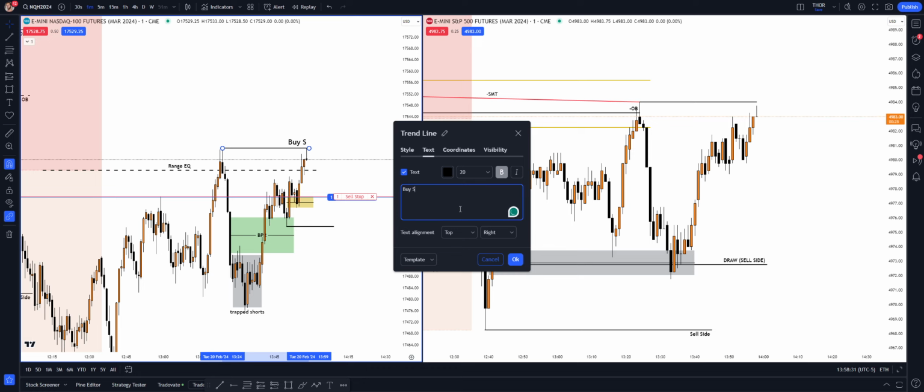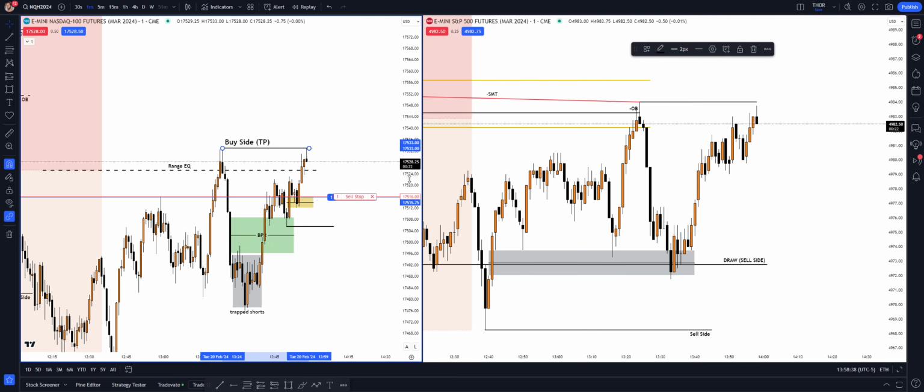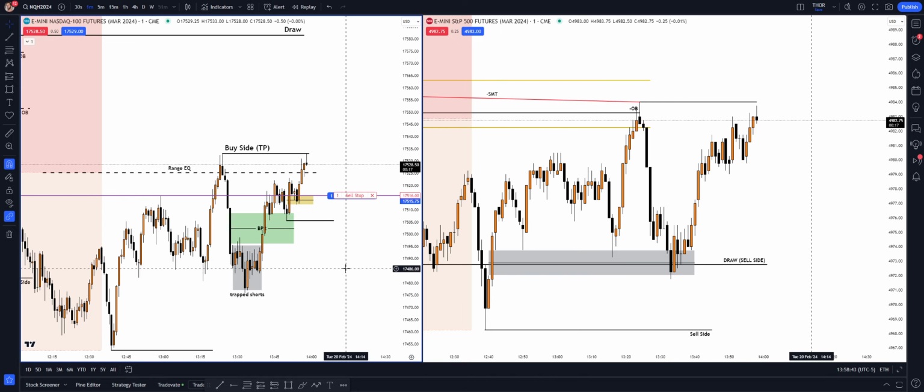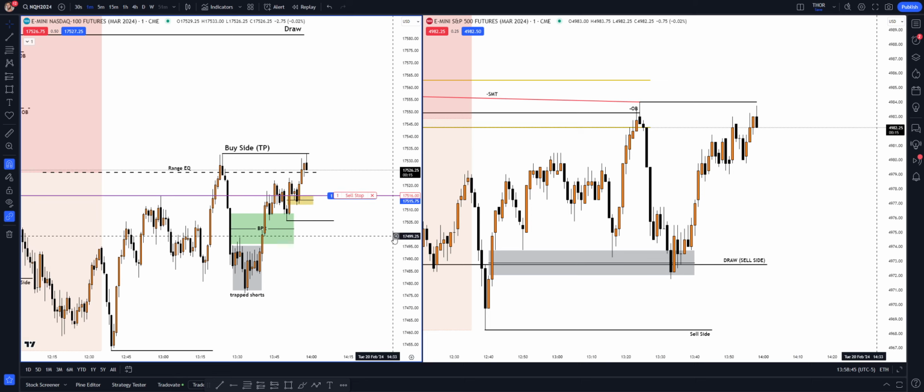Buy side TP, and my stop would have been obviously at break even. Now I want to see ES catching up. Otherwise, it's no good for the buy model.